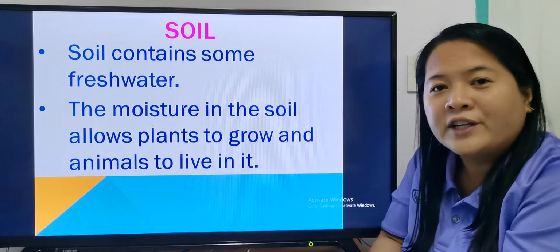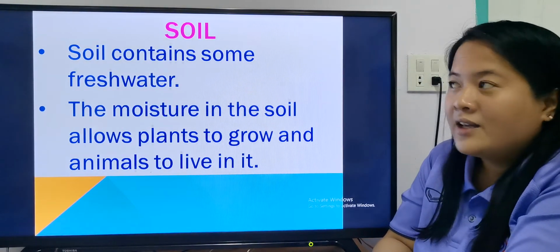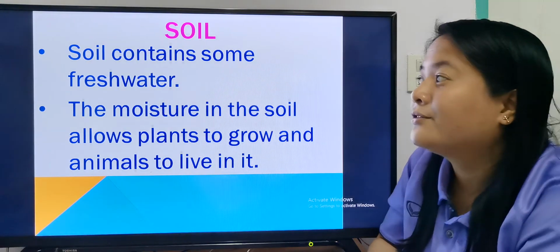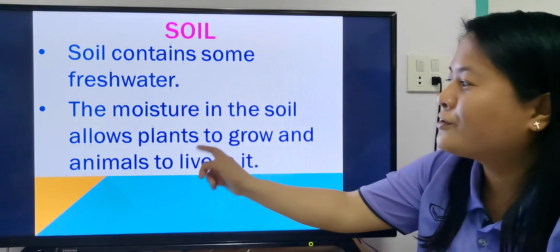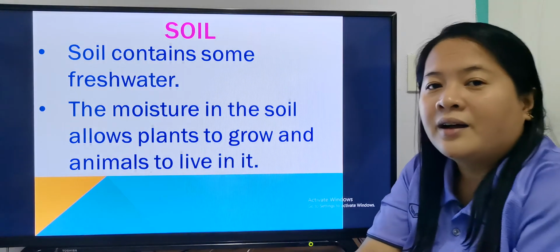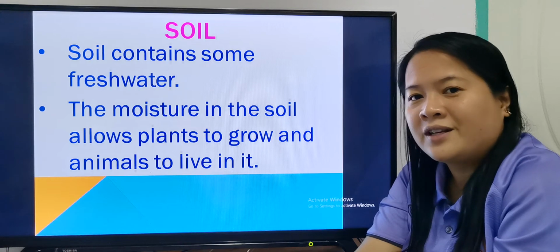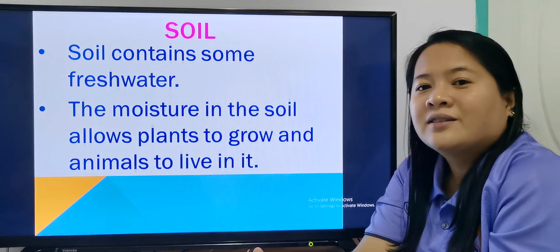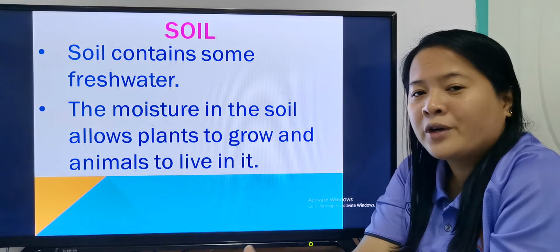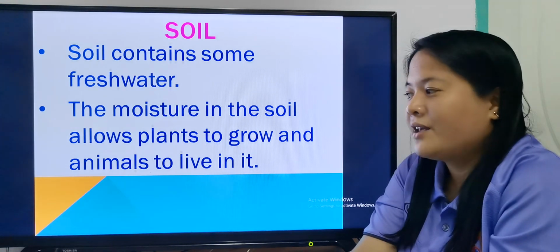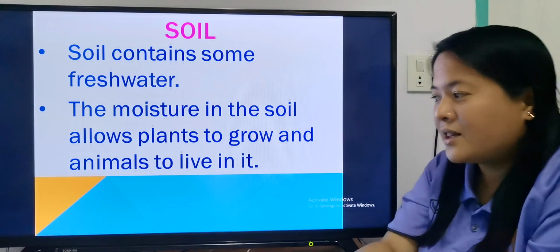Another source of fresh water is soil. The soil contains a little bit of fresh water. The moisture in the soil has a function: it allows plants to grow and animals to live in it. Because the soil has a little bit of water in it, there's moisture in it, it can sustain the growth of plants, and animals can live in it as well.